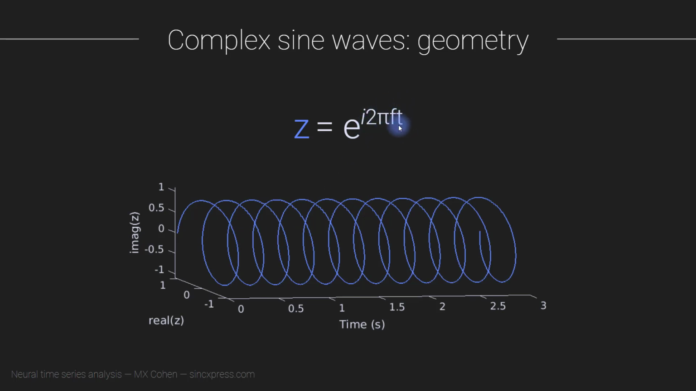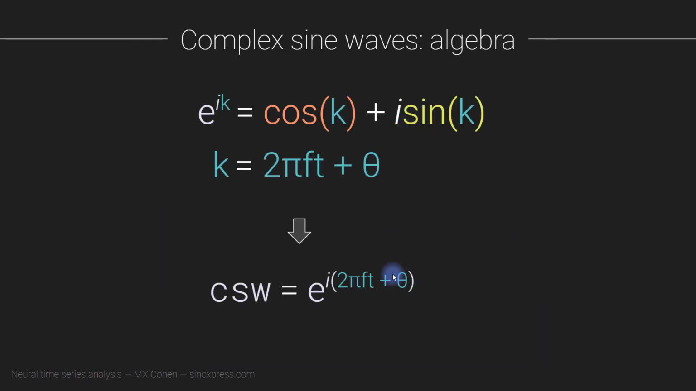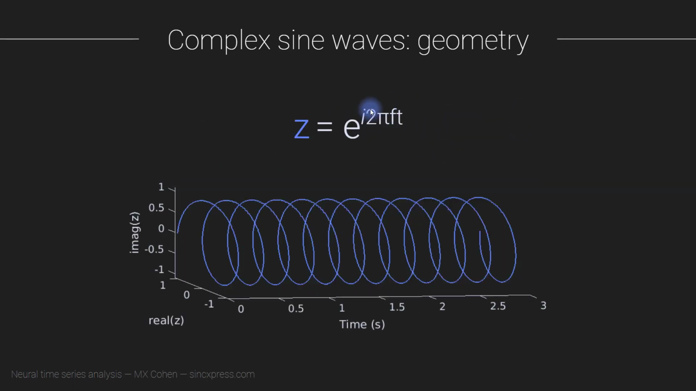And the final thing I would like to mention in this video is that typically when working with complex sine waves, we leave the phase out. So we set the phase implicitly to 0. And so here I wrote 2 pi ft plus theta, but you can see that if you just set theta to be 0, then this shortens to e to the i 2 pi ft. And that's also what I've written here, and here, and here, and also here.